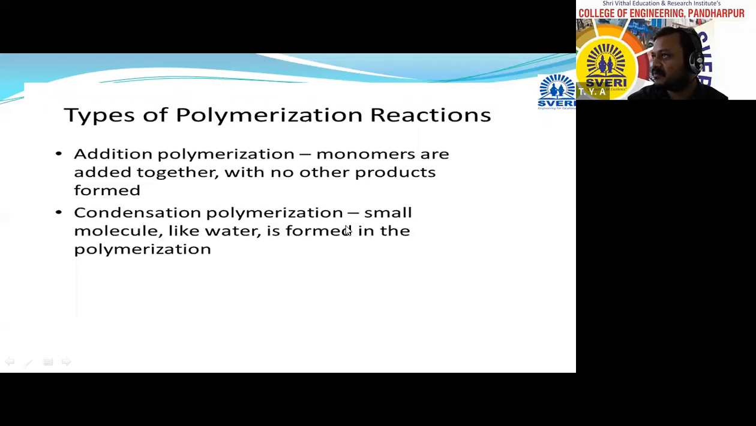In condensation polymerization, monomers are stitched together, but some byproducts are formed. Like here it is mentioned water. A byproduct like water may be formed. Sometimes, suppose any kind of acid, hydrochloric acid, HCl may be formed, or ammonia gas may be released. Okay, means some kind of byproduct will be there at the end in the condensation.